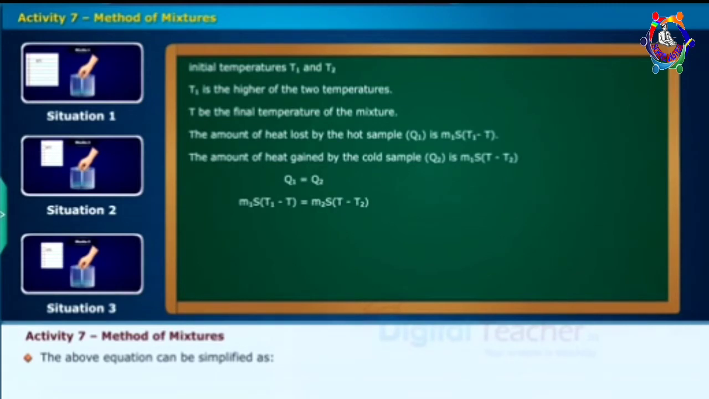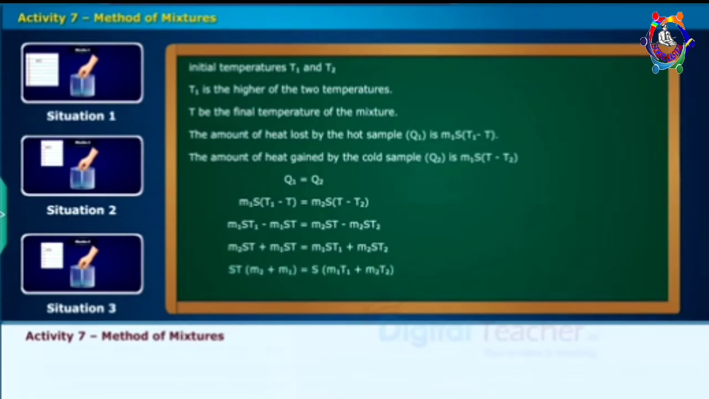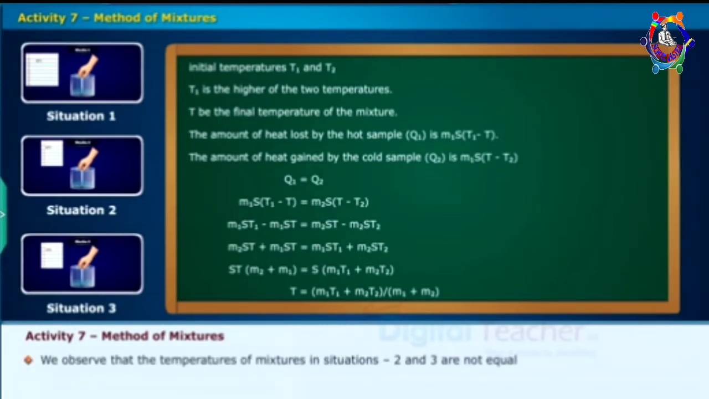The above equation can be simplified as M1ST1 minus M1ST is equal to M2ST minus M2ST2. M2ST plus M1ST is equal to M1ST1 plus M2ST2. ST into (M2 plus M1) is equal to S into (M1T1 plus M2T2). T is equal to (M1T1 plus M2T2) by (M1 plus M2). We observe that the temperatures of the mixtures in situations 2 and 3 are not equal. Let us learn about the reasons for this.